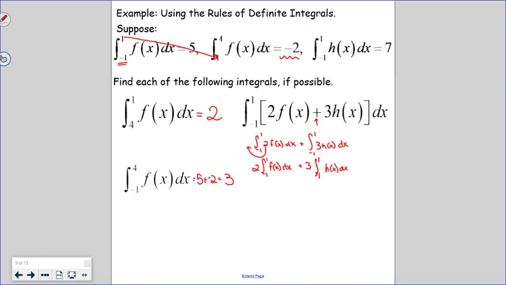And now those are all values that I know. The 2 is still there, and now I know that the integral from -1 to 1 of f of x dx is 5. And same thing here, the 3 slides down, and the integral from -1 to 1 of h of x is 7, for a total of 31.